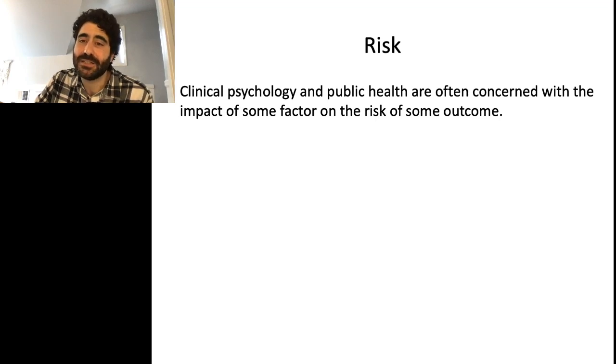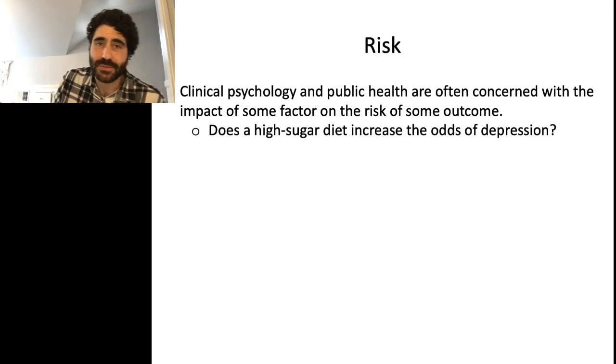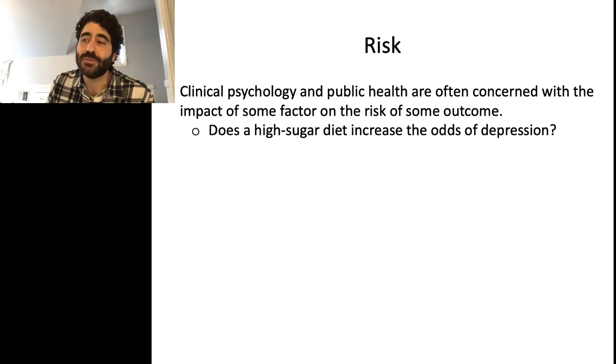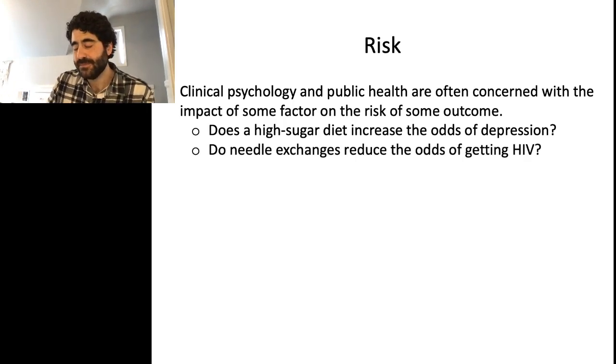Right. And so the idea here is we're usually interested in some kind of intervention, for example, that could have some kind of impact on some bad thing that we don't want to happen, right? So we're talking about what's the risk of that bad outcome happening based on something else that we know about these people. So we want to know, right, are certain diets related to increasing risk of depression? If we introduced some kind of public policy like needle exchanges, is that going to change the risk of contracting HIV?